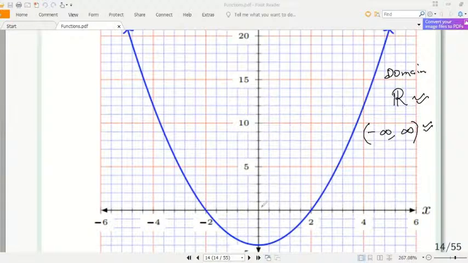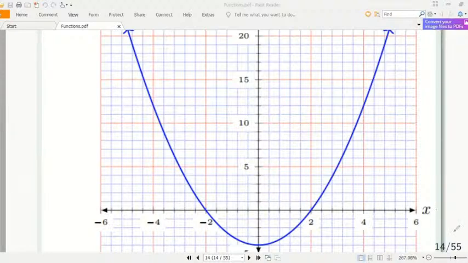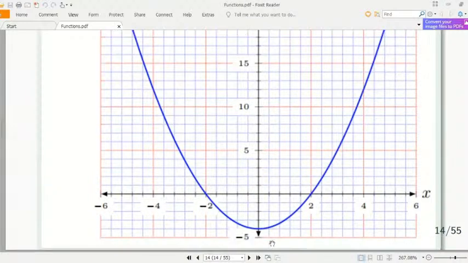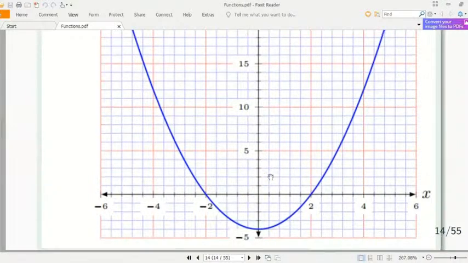What about the range? What is the lowest value of y? So we begin from there. Let's see the lowest value of y. Yes, I can see it here. What is this? 4. What is this? This is 5. I can see this is 5. 5 is down here. So this is 1, 2, 3, 4. So the lowest value here is -4. -4 is the lowest value.